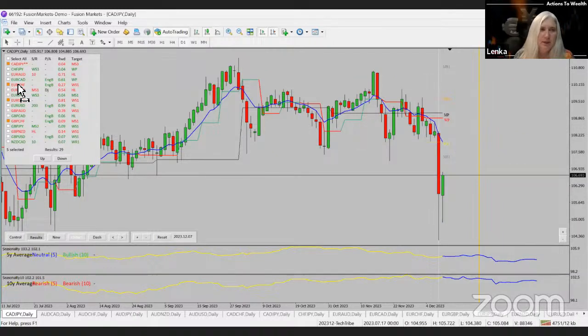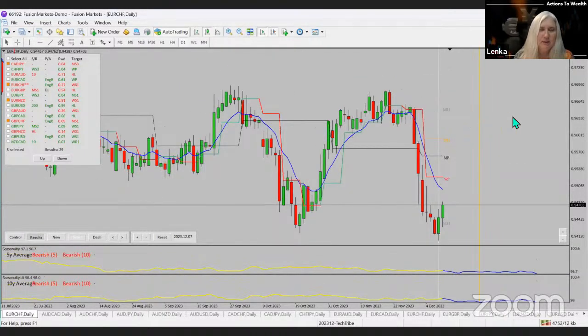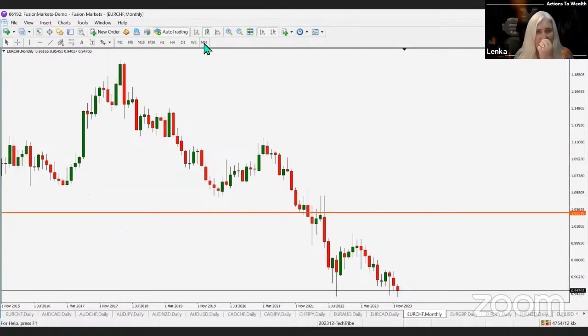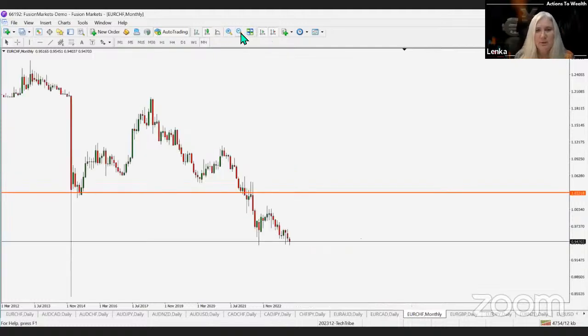Next currency pair I'm going to have a look at is Euro CHF. And in this currency pair, I'm also looking for short opportunities. I'll just flick to Euro CHF here, which is my marked up charts. This is the monthly view.